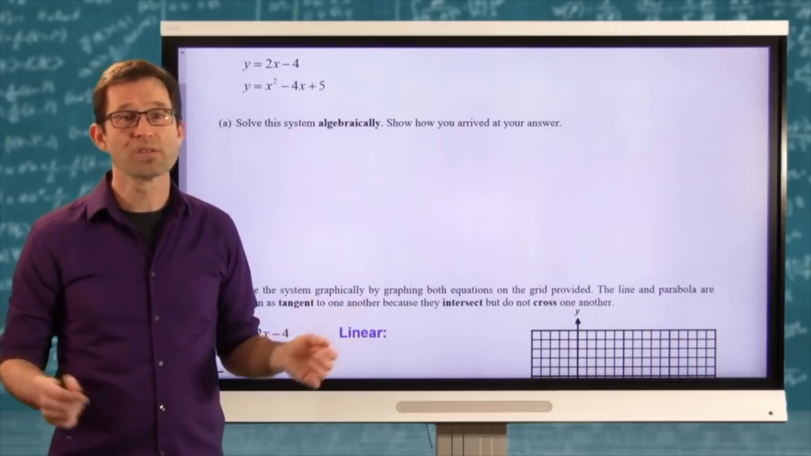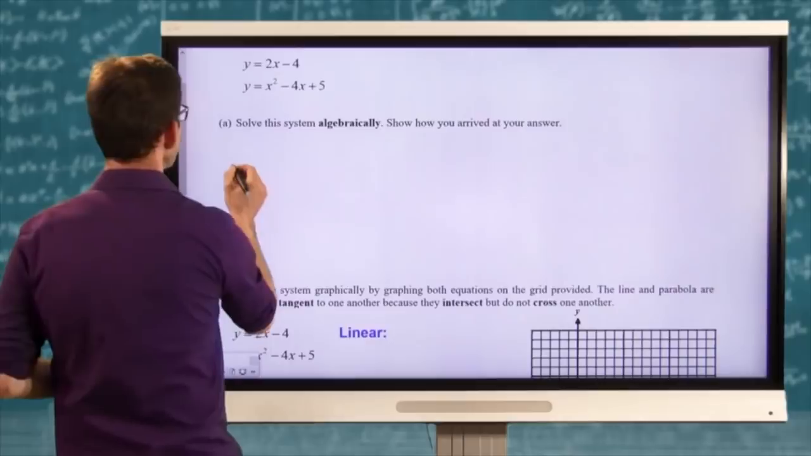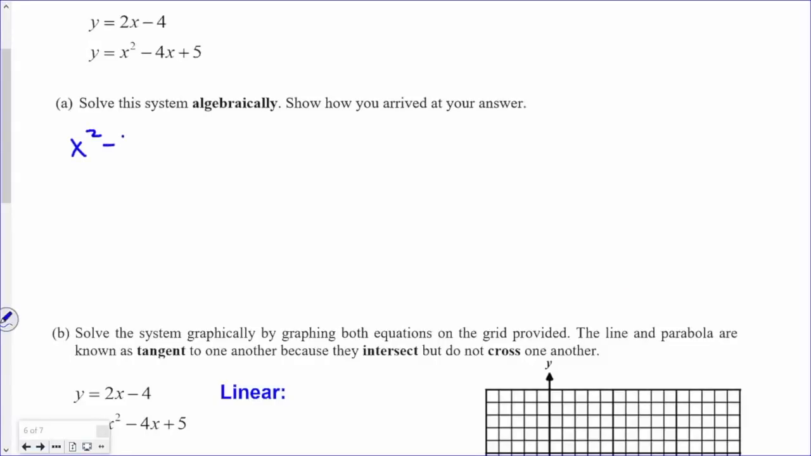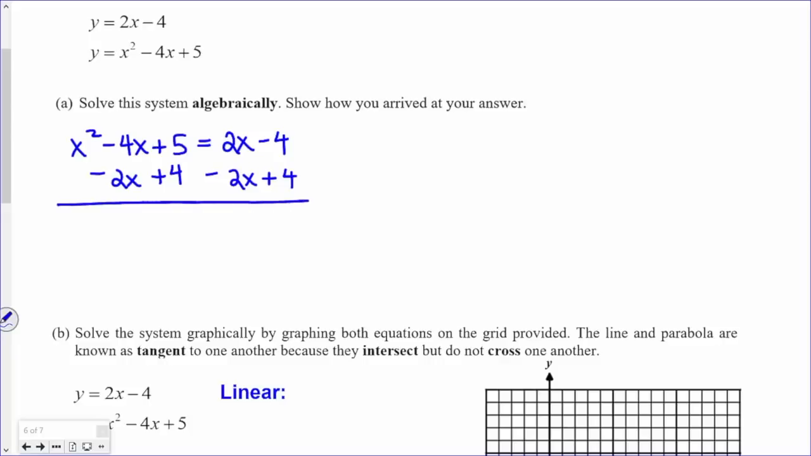All right. Well, just like before, by substitution, we're going to set those two equations equal. X squared minus 4x plus 5 is equal to 2x minus 4. Okay, set the equations equal. Now, let's get ready for our zero product law by subtracting 2x and adding a 4 to both sides. All right, that gives us x squared minus 6x plus 9 is equal to 0.